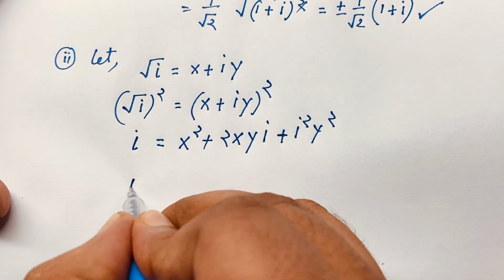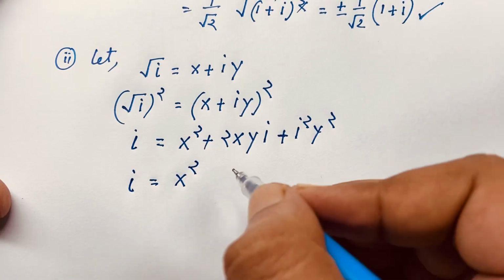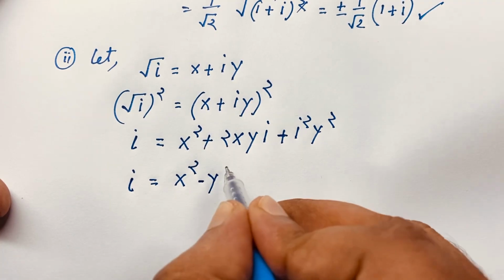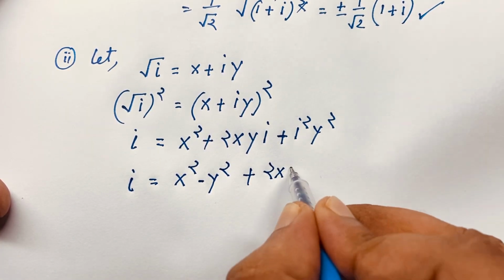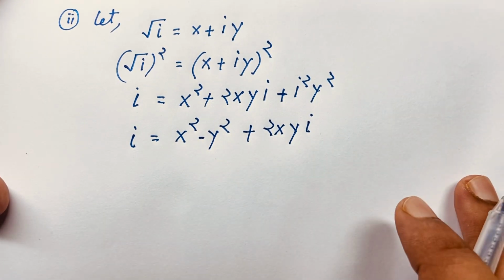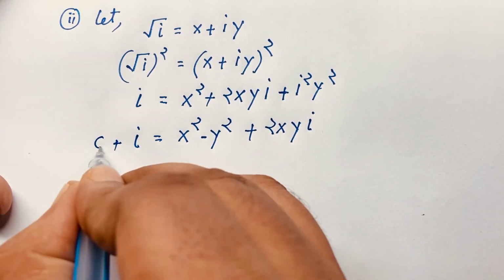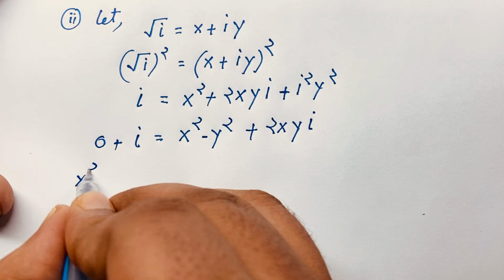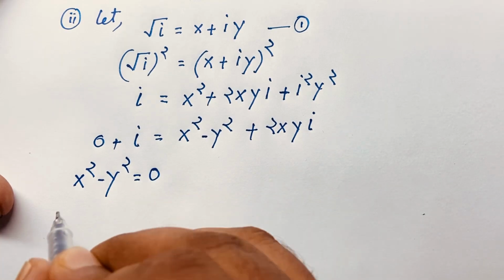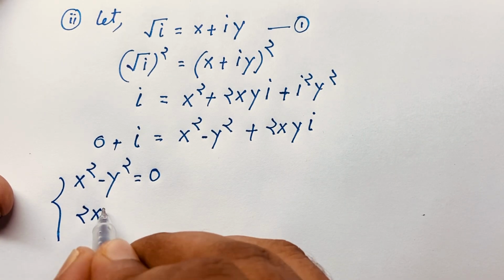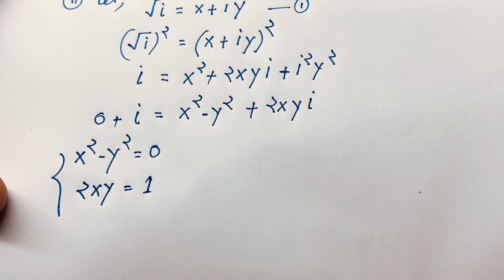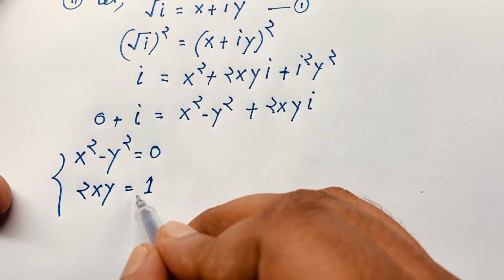Now here i is equal to x squared, I take the real part. i squared is negative 1, so I take this as negative y squared, and then we have 2xyi. Now if I compare both sides, the left side has no real part, so it is 0. So x squared minus y squared is 0, this is our first equation, and 2xy is 1. So x squared minus y squared is 0, and 2xy is equal to 1.